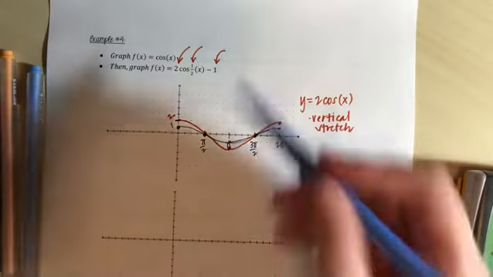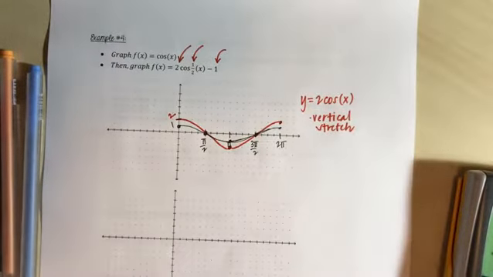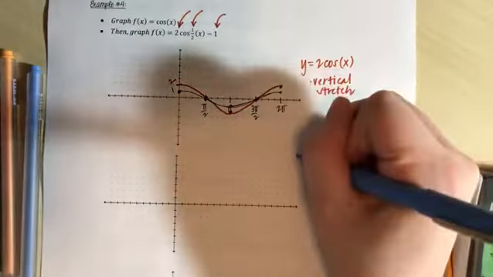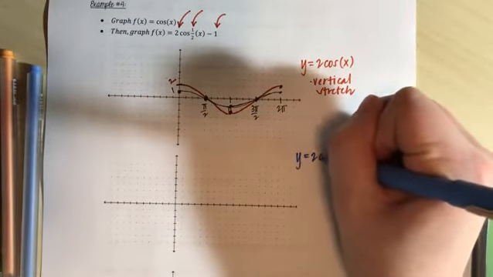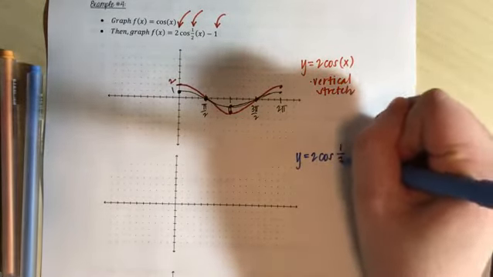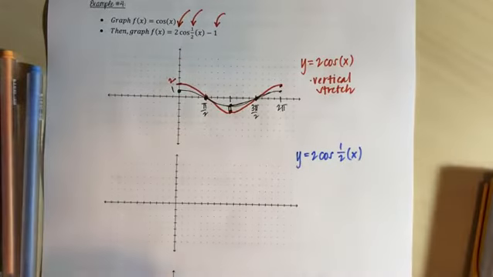Then we want to take a look at this 1/2 right here. So I'm going to move down to the next graph, and here we're going to plot 2 cosine of 1/2 x here.